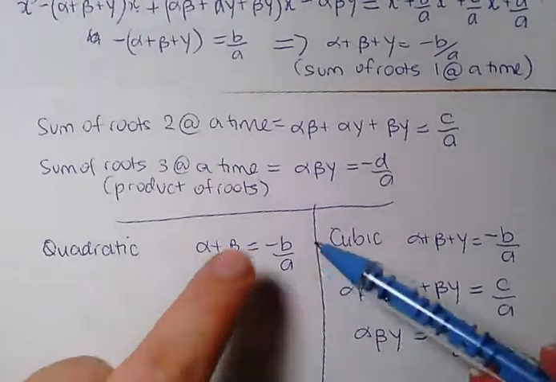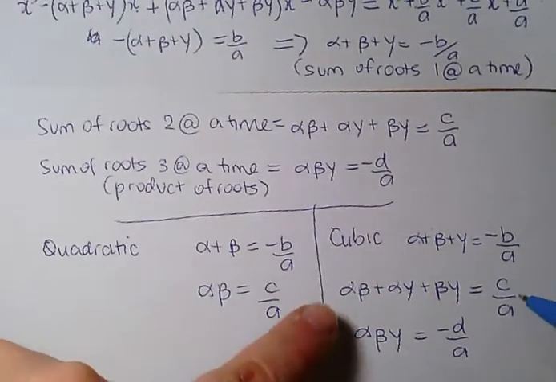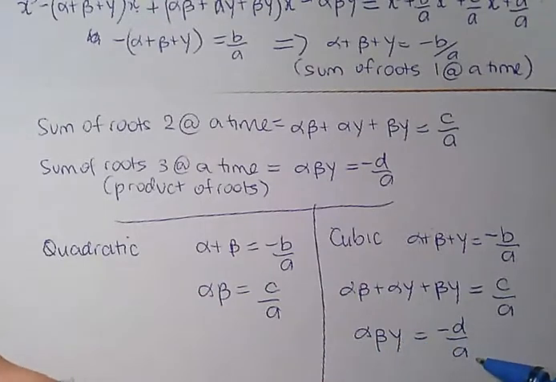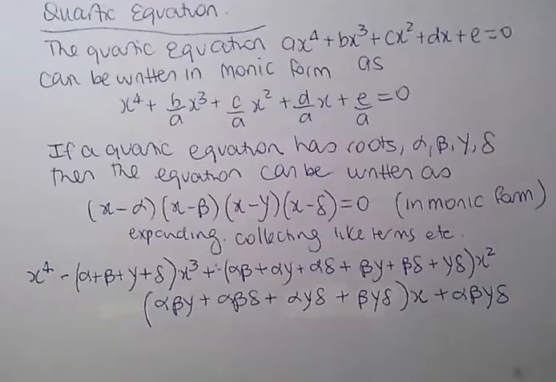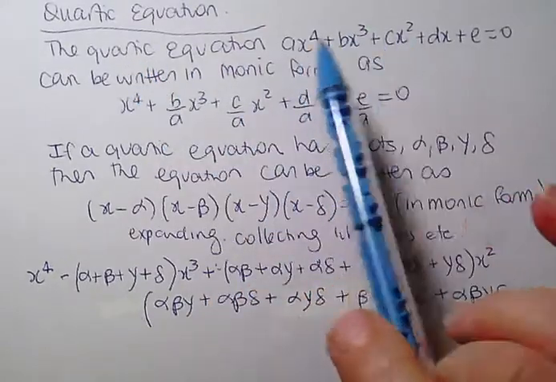Okay, so it goes from negative to positive. Again, with the cubic, one at a time, negative b on a, two at a time is c on a, product of roots, or three at a time, is minus d on a. We can also do sums and products of roots of quartic equations and any other degree of equation. So we're just going to do the quartic equations as our last one.